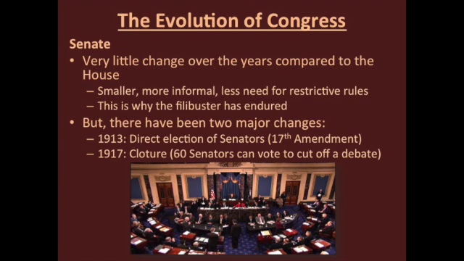And you don't have the need for really restrictive rules on debate and things like that you'll find in the House. And we'll talk more about that when we talk about bills becoming laws. But this is the main reason the filibuster has sort of endured in the Senate. That's where you can debate something essentially endlessly until it's cut off. There have been a couple of major changes in the way the Senate operates over the years, and they occurred in about a 4-year span of each other in about 100 years ago.